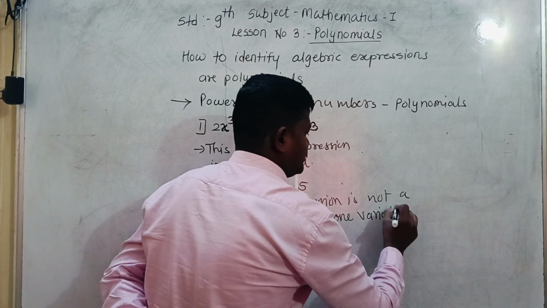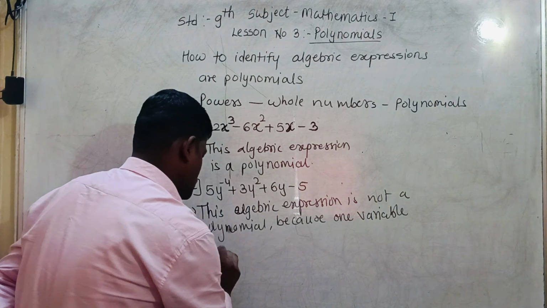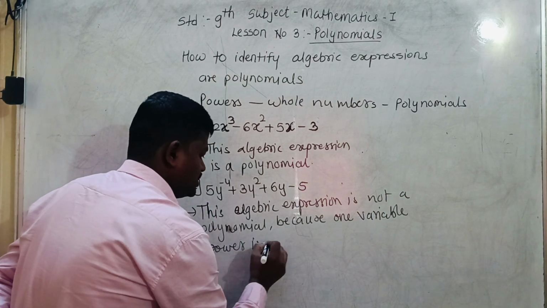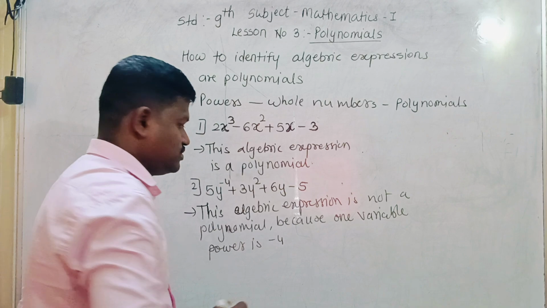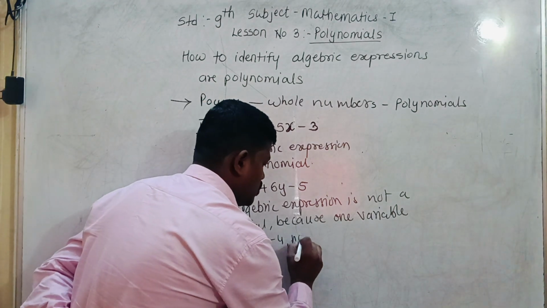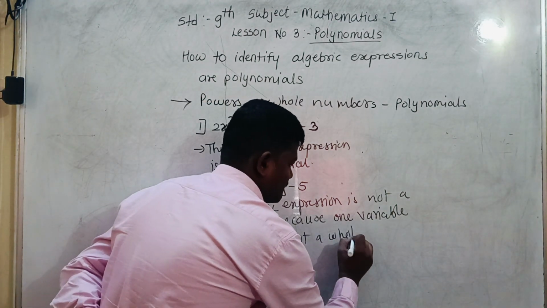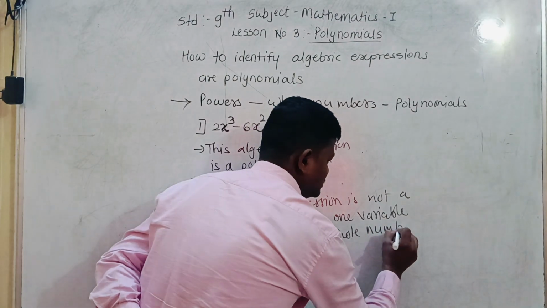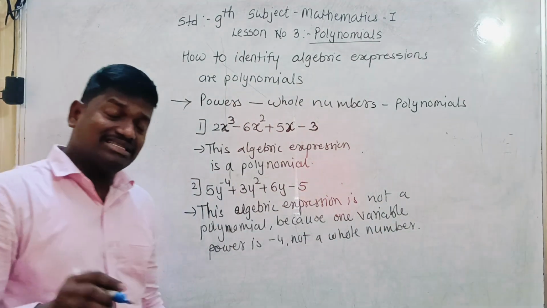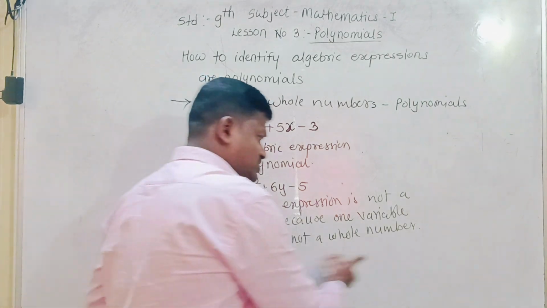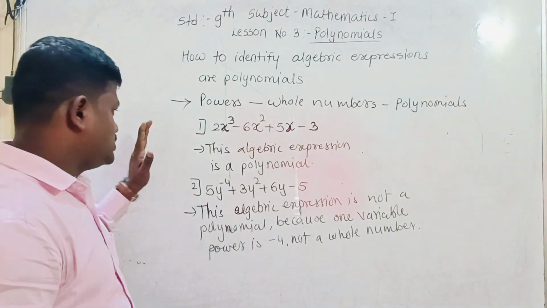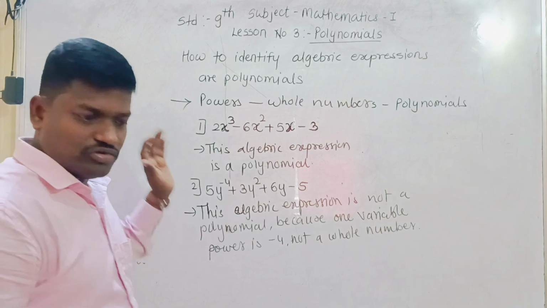because one variable has power -4, not a whole number. If you are asked to write the reason, you have to write it down like this. Okay, so write down.